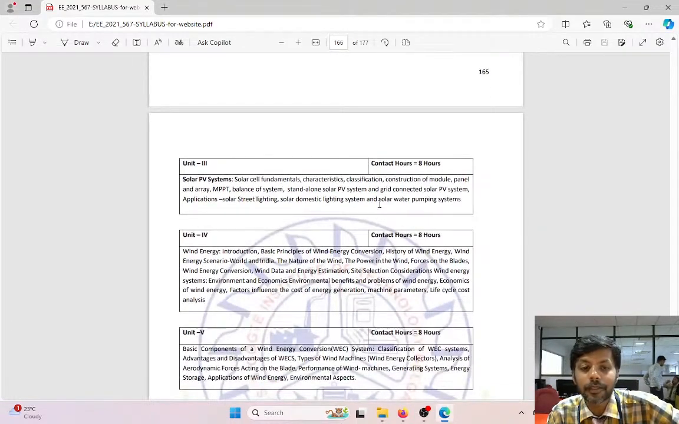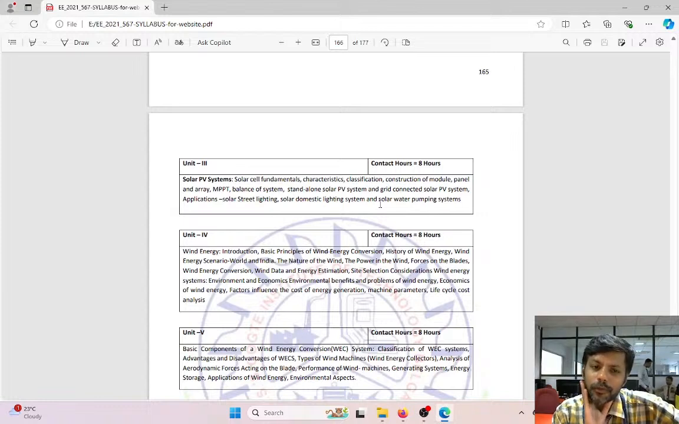And coming to the third unit, is generally whatever we are seeing in the real world, solar PV systems. So PV means photovoltaic systems. Photo means light, and voltaic means electric energy. Means solar light or solar radiation into electric power conversion. So these we are going to discuss in the third unit.